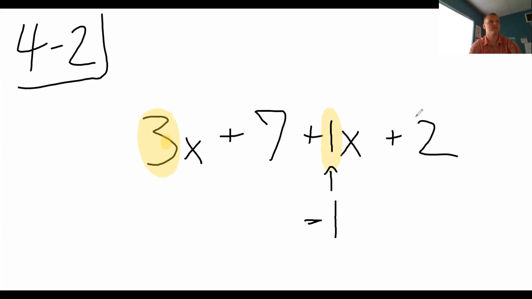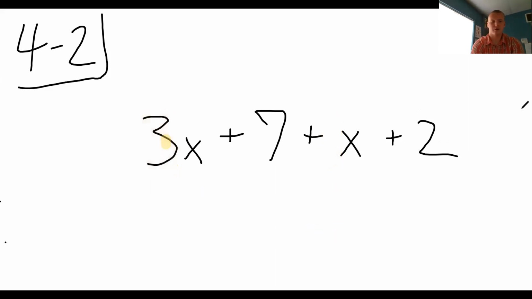Does that help clear up some of the questions with the other ones? Okay. There would be no coefficient for 7 and 2 because they don't have a variable.